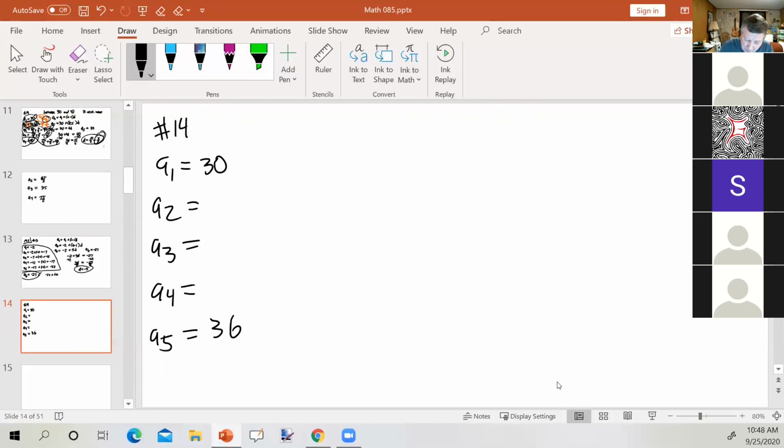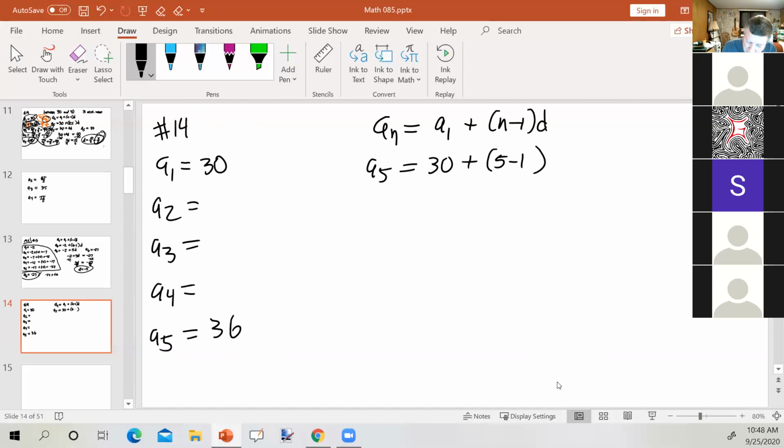Once again, we're going to use a sub n equals a sub 1 plus the quantity n minus 1 times d. You should have that one memorized by now. You've seen it enough. Well, a sub 5 equals a sub 1, which is 30, plus n minus 1, which is 5 minus 1, times d. So a sub 5 equals 30 plus 4d.